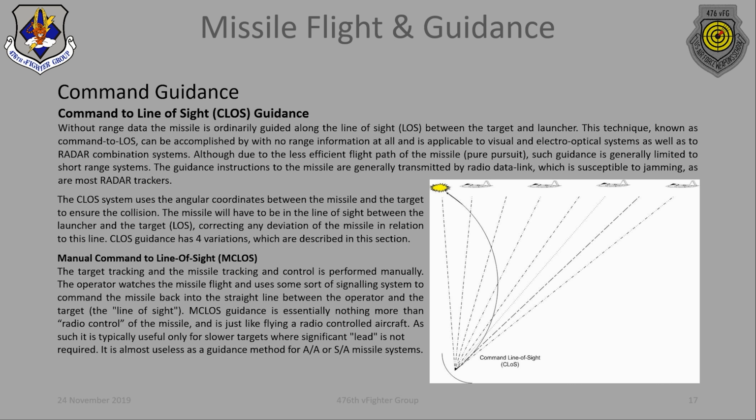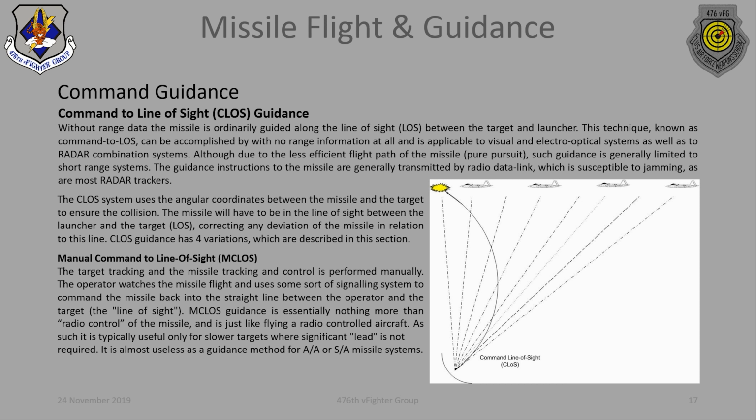A couple of subtypes to this one. So the first one, I say, not really used, manual command line of sight. This is where you've got a physical human operator that is both tracking the missile's position and tracking the target's position and trying to steer the missile to the target.